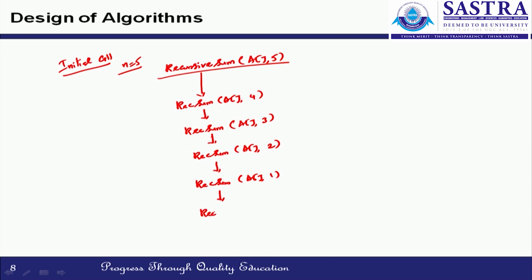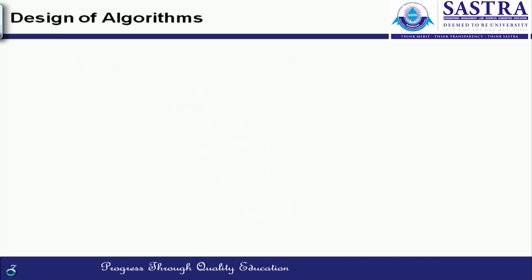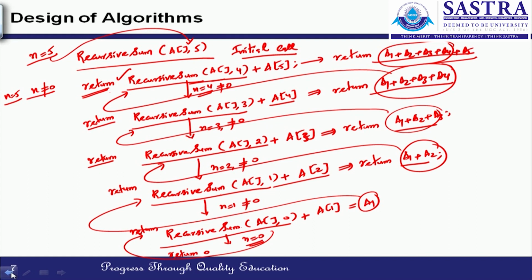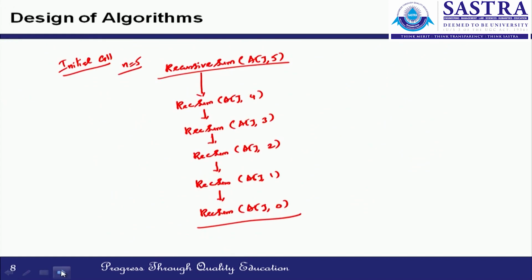Then the next recursive call to be made is recursive sum a array comma 0. So clearly, one initial call when n is equal to 5, the recursive sum algorithm is called how many times? 1, 2, 3, 4, 5, right? 5 times the same recursive procedure is called.